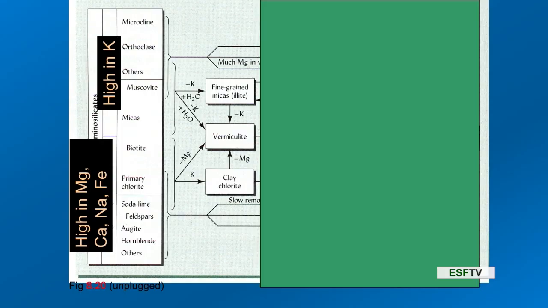And here we have the range. Here's microcline, orthoclase. These are feldspars, high in potassium. Here's muscovite, and then we have the micas, biotite, the iron mica, and then primary chlorite, so primary minerals. We can alter those. So take muscovite, remove some of the K, get fine-grained micas. Remove some of the K from those fine-grained micas, get the vermiculite. Chlorite, remove some of those and get the vermiculite.